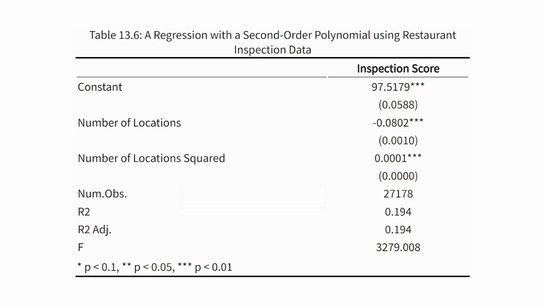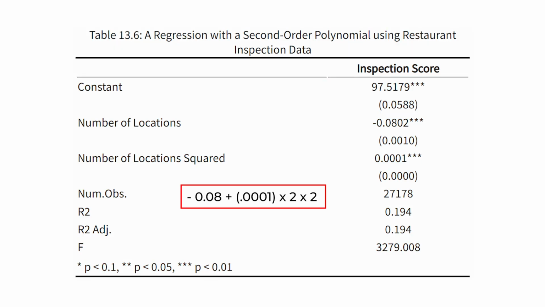So if I'm looking at, say, 1,000 locations, what would I get? Well, the effect of a 1 unit increase going from 1,000 locations to 1,001 locations would be negative 0.08 plus 2 times 0.001 times 1,000. If I calculate that out, I get the effect of going from 1,000 locations to 1,001 locations on the inspection score. You can see how different this would be from if I picked a different x value.